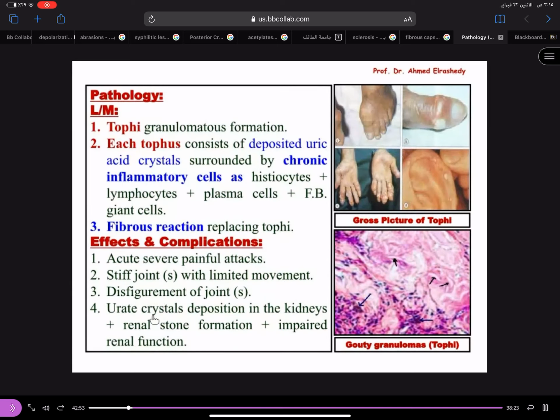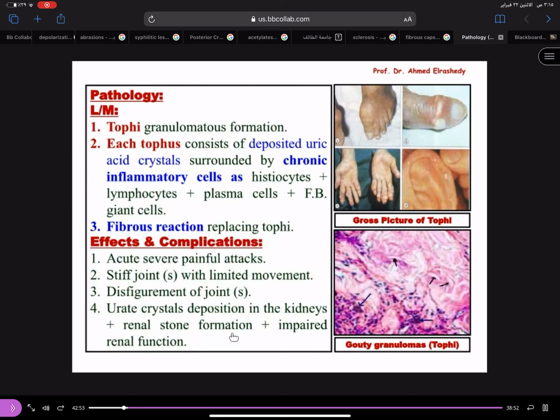And as we discussed, urate crystal deposition in the kidney causes renal stones. So this is one of the important complications. Dana, sorry. So you just asked about the complications. So one of the important complications of this disease is renal stones. Okay, so this is one of the important complications.